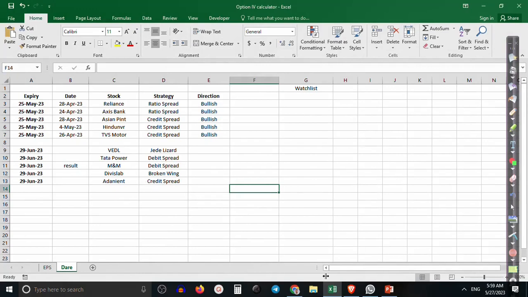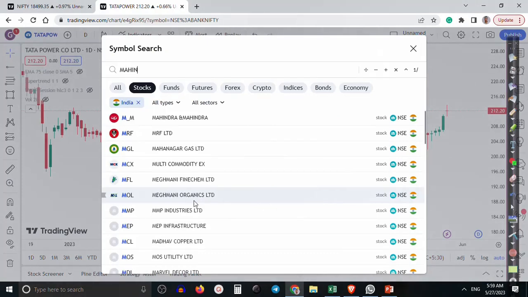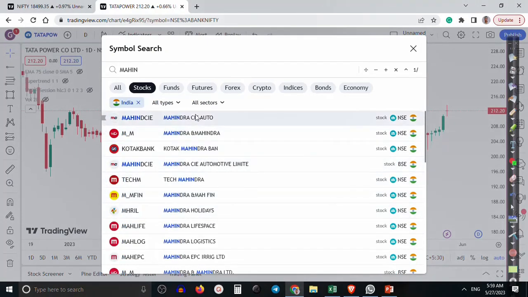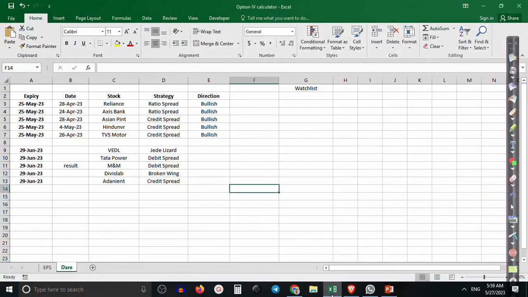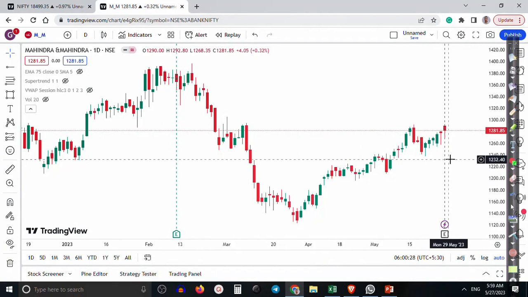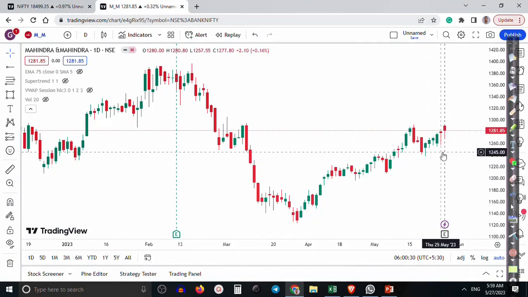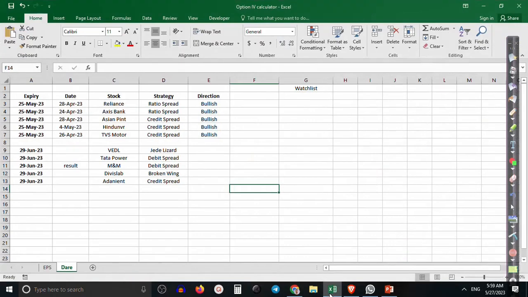Another is Mahindra and Mahindra. What strategy are we placing here? Debit spread, because of low implied volatility. There was an earnings result, and we expected that earnings would be positive, so it will continue toward the upper side. Last time I placed the order before market close. And another strategy, Divi's Lab.